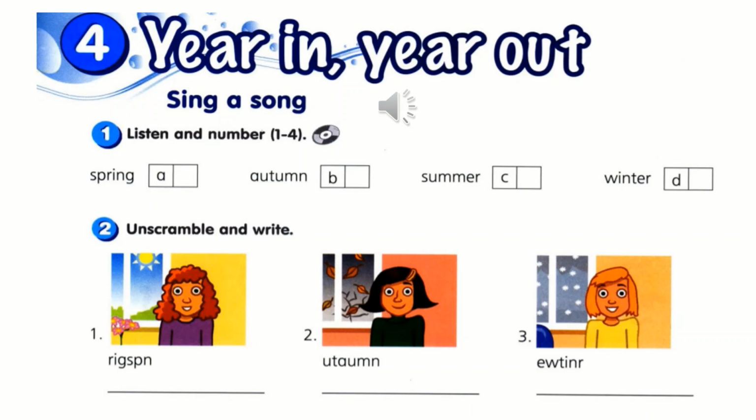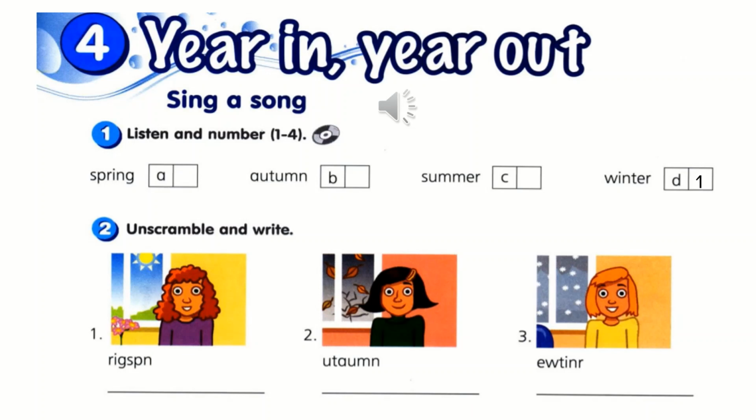Module 4 Workbook Year in, Year out. Sing a song. Activity 1 Listen and number 1 to 4. 1. In this season, it's always cold and it snows. I always make a snowman in this season, but I don't like it very much.